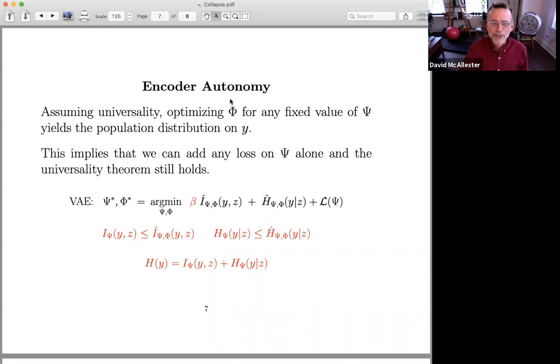Okay, so that's a pretty short, quite mathematical section. Next time we're going to do vector quantized VAEs, and then we'll move on.